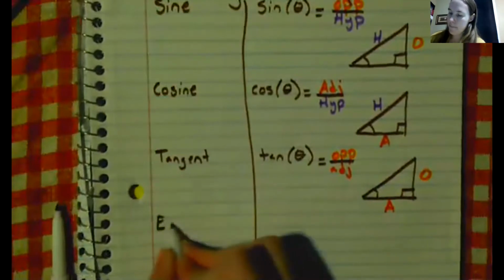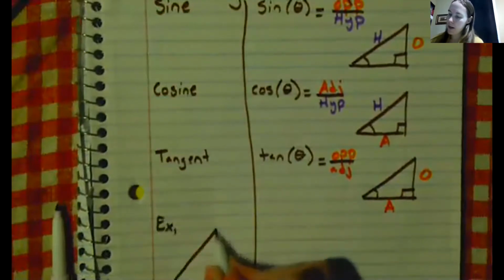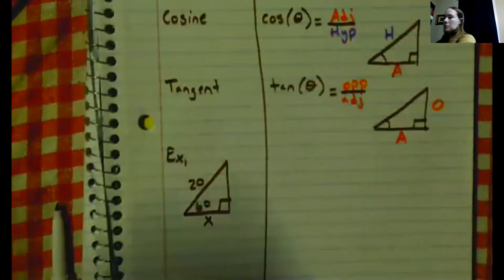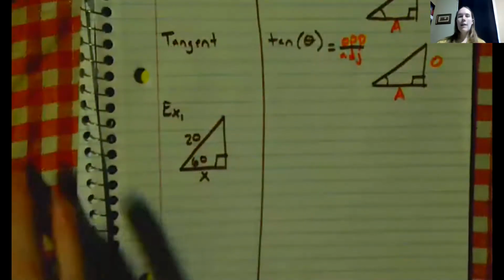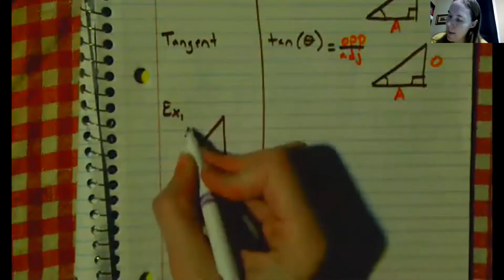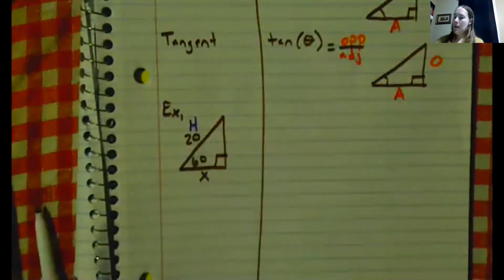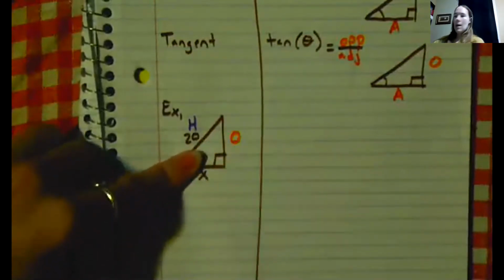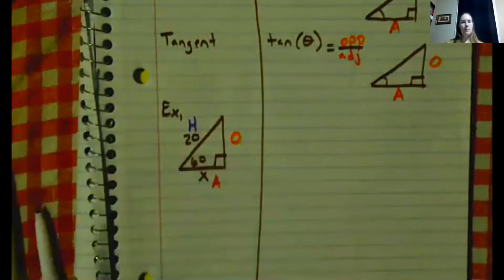So example 1, say we have this right triangle here, where our reference angle is here, it's 60, then we have a 20, and we have an x. So we're trying to solve what is x. Well, I'm going to label my triangle first. That's always the first step: what am I playing with? So my right angle's here, so this is my h, my hypotenuse. I'm going to cover my reference angle. My opposite is what it does not touch, and my adjacent is what it does touch.